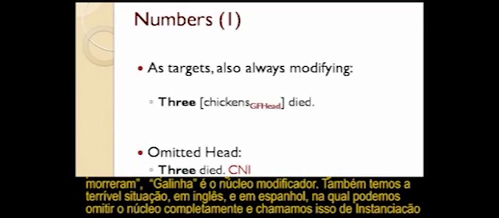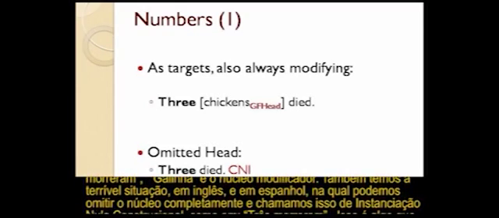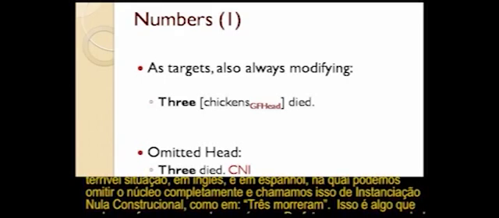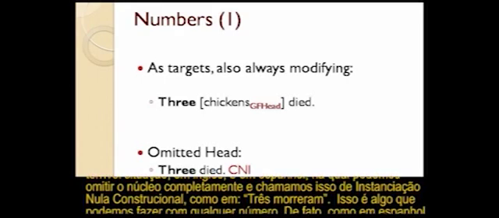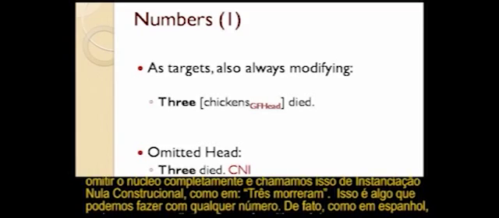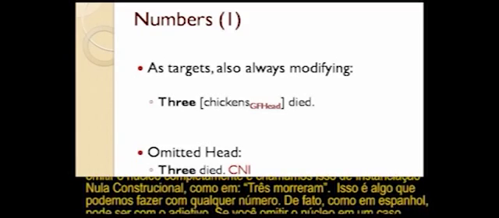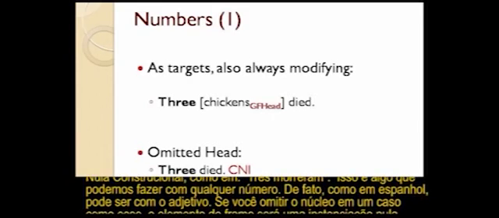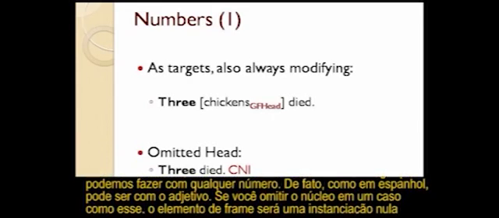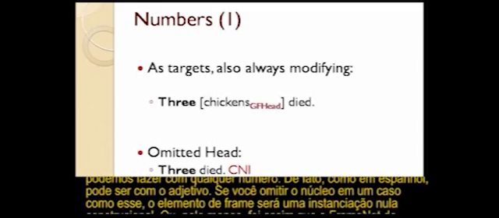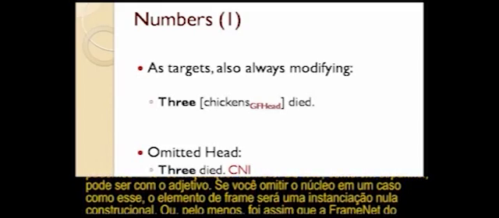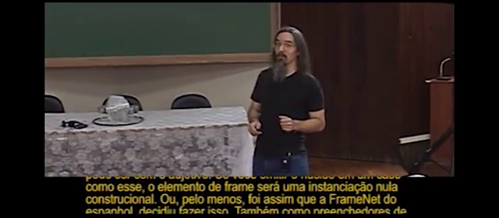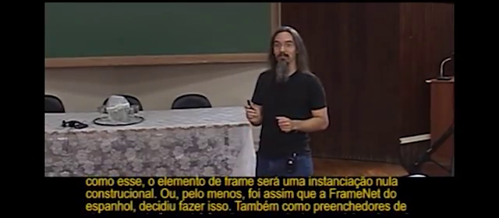Now, we also have the terrible situation that in English and also in Spanish, you can omit the head completely, and we call that constructional null instantiation. So if I say "3 died," that's something you can do with any number. And in fact, in the case of Spanish, you can do it with any adjective. So if you omit the head in a case like that, well, that frame element is constructionally null instantiated. Or at least that's how Spanish FrameNet decided to do it.